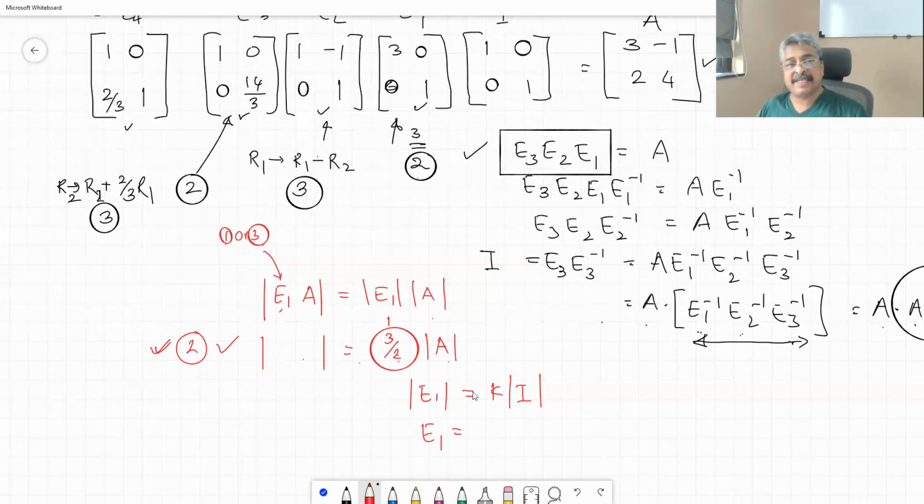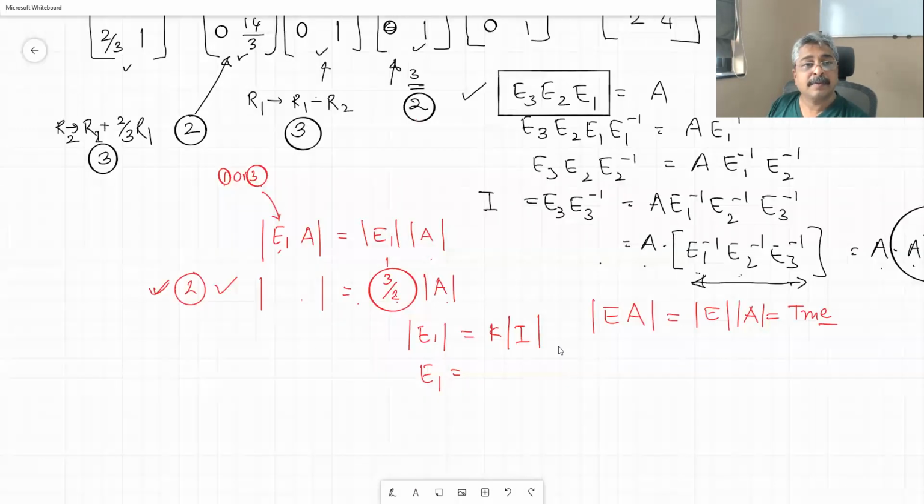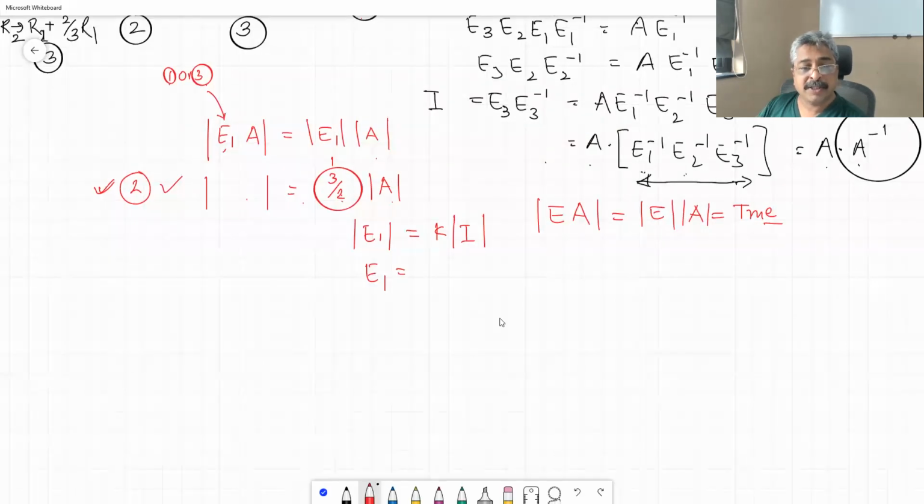So for all practical purposes, this rule holds: the determinant of an elementary transformation matrix multiplied by any other matrix A is equal to the determinant of the elementary transformation matrix multiplied by the determinant of A. This is true. Now, if it is true, then consider the matrix A into B. We wish to prove that the determinant of AB is the determinant of A times the determinant of B.